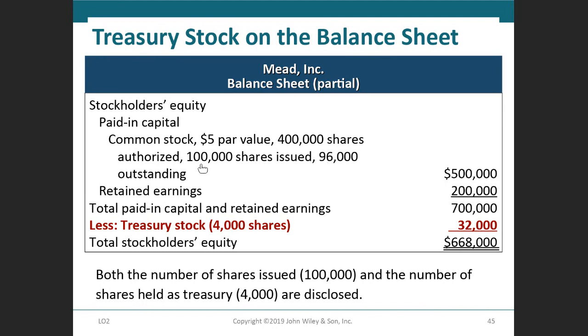96,000 is 100,000 shares minus the 4,000. Right? So they issued 100,000, they purchased back 4,000. That means 96,000 is still with the stockholders. Okay.